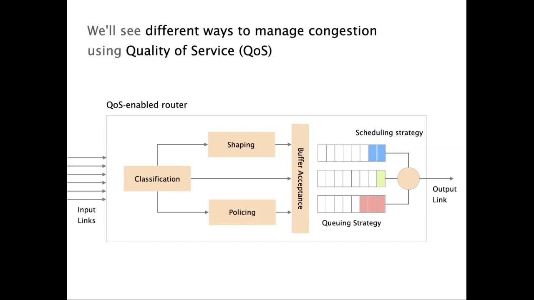So with QoS, we'll see how we can classify traffic, for instance, into high priority, low priority, or gold, silver, and bronze type of traffic, if you want. So we'll see how we can classify traffic.